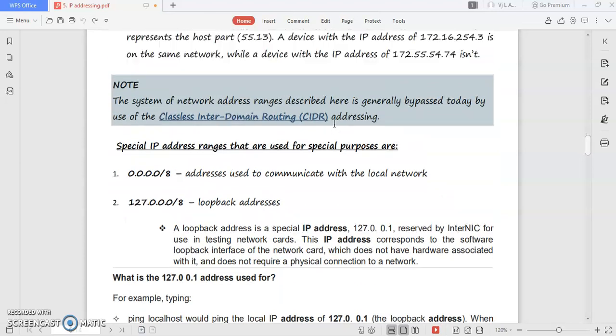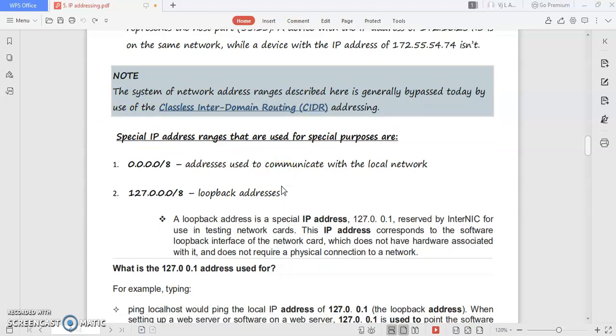I think note that the network address range system described here is generally bypassed by today's use of CIDR. Sorry, CIDR. So it can be bypassed nowadays, but it is still better to learn the class system first, because other devices auto-obtain their addresses.